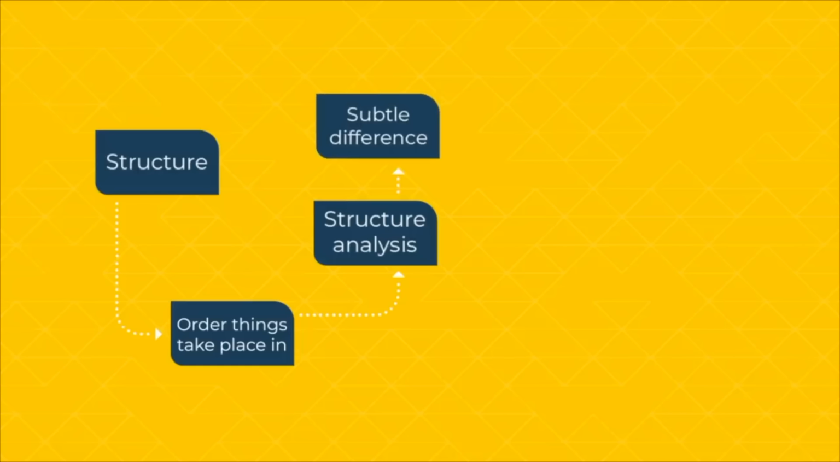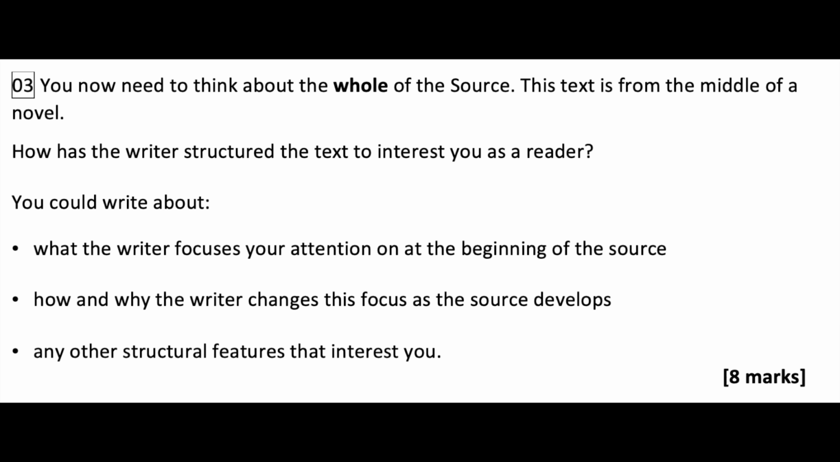Now let's look at a sample question based on the extract you can download for free, linked in the description. You now need to think about the whole of the source. This text is from the middle of a novel. How has the writer structured the text to interest you as a reader? You could write about what the writer focuses your attention on at the beginning of the source, how and why the writer changes this focus as the source develops, any other structural features that interest you. 8 marks.